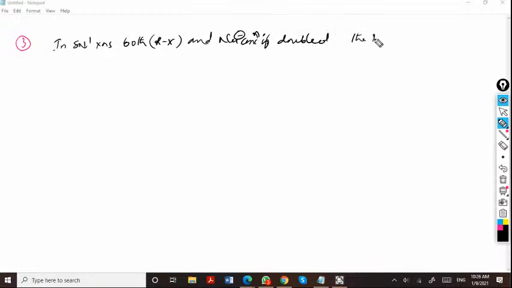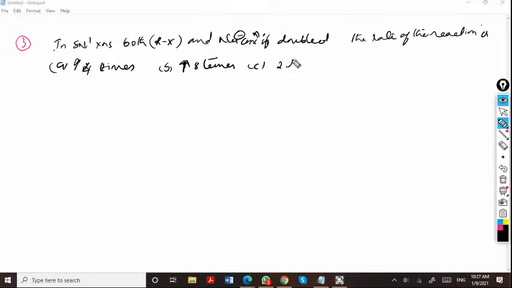Question number 3. In SN1 reaction, both alkyl halide concentration and nucleophile concentration, if doubled, so the rate of the reaction is: option A, same; option B, 4 times increase; option C, 8 times increase; option D, 2 times increase; option E, no change.